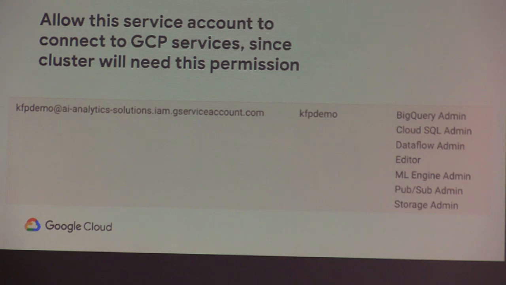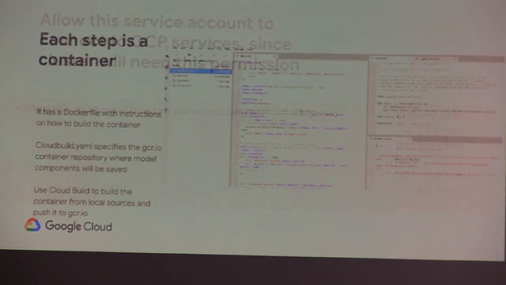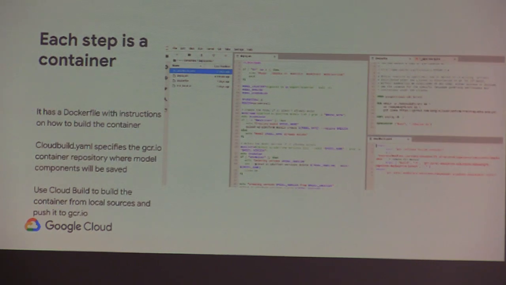And for this service account, you have to look at your pipeline and say, what is this pipeline doing? In my case, my pipeline is going to be reading data from BigQuery. It's going to be doing some things with Cloud SQL. It's going to be doing data processing with Dataflow. It's going to be doing deployment into ML Engine. It might at some point read from PubSub. So I give all of those permissions and say, these are the things that my pipeline needs to be able to do. And having done that, we're now ready to start writing our code.